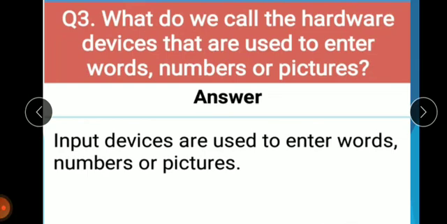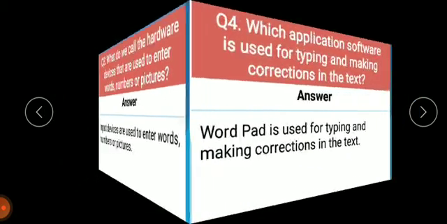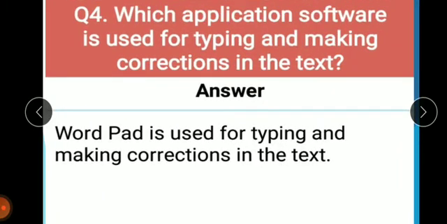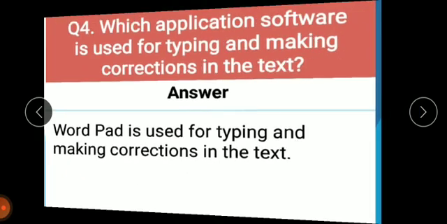Question number 3, what do we call the hardware devices that are used to enter words, numbers or pictures? Input devices are used to enter words, numbers or pictures. Means such type of devices is called input devices. Question number 4, which application software is used for typing and making correction in the text? WordPad is used for typing and making corrections in the text.